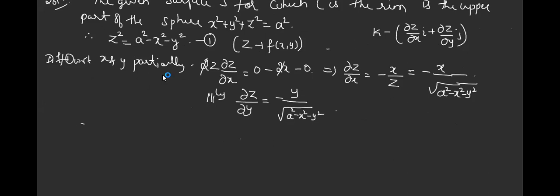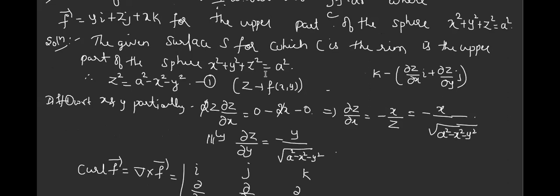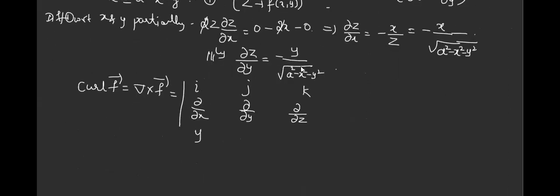For Stokes theorem, what is required is curl F. That has to be found. Just find curl F and tell me what answer you get. It is simple. You can just perform that determinant and expand it easily. I, J, K; dou by dou x, dou by dou y, dou by dou z. What is our F? Y, Z, X. What is the derivative? 0. What is the derivative of this? Minus 1, no? Derivative is 1 minus 0.